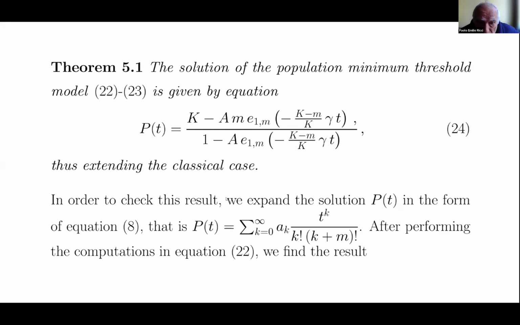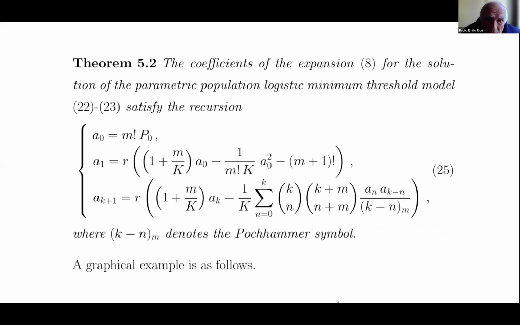In order to check the solution, we expand the solution in this form. After performing the computation, we find this result. The coefficient of the expansion for the solution of the parametric population logistic minimum threshold model satisfies this recursion, where k minus n sub m denotes the Pochhammer symbol.